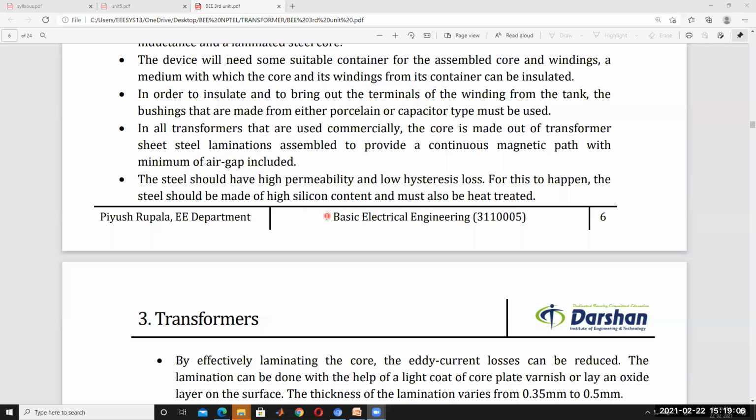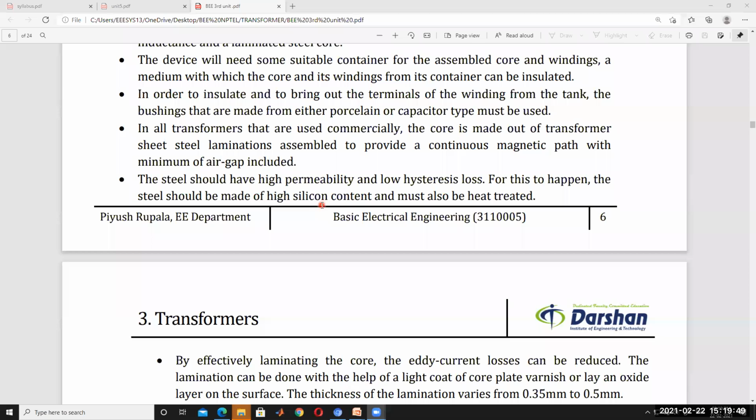So in order to increase the permeability of the transformer core, some silicon steel is added, but only up to a certain range. 4 to 5% of silicon is added to the transformer core steel material. The transformer steel should have high permeability and low hysteresis loss. So by adding some silicon into the steel, and also through a heat treatment process, we achieve this.